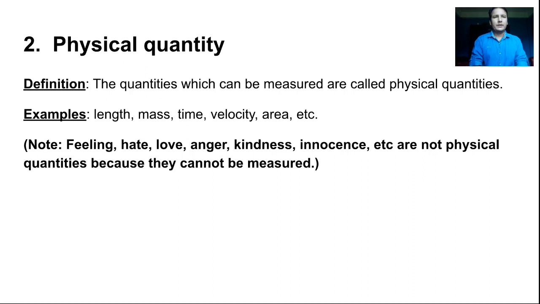Mass is a physical quantity as it can be measured by using a beam balance. Time can be measured by using a watch or clock. Similarly, area and volume are also physical quantities as they can be measured by using a formula directly or any other indirect methods like use of graph paper for area and measuring cylinder for volume.